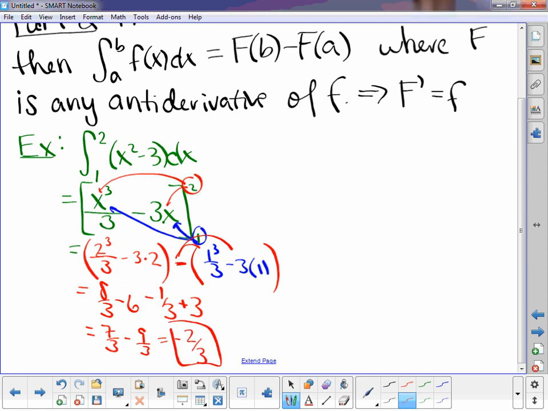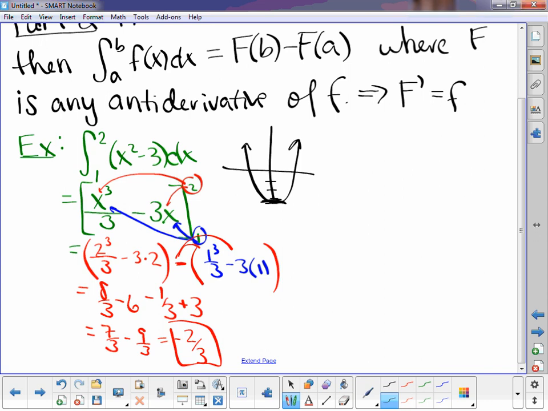So my area under that curve from 1 to 2 is negative 2/3. Now, what does that mean? What does that negative mean? Yeah, and it might not be that all of it is underneath, but that the majority of it is underneath. If I think about my graph, pretend that went through, wouldn't that be underneath the curve? So that makes sense for it.